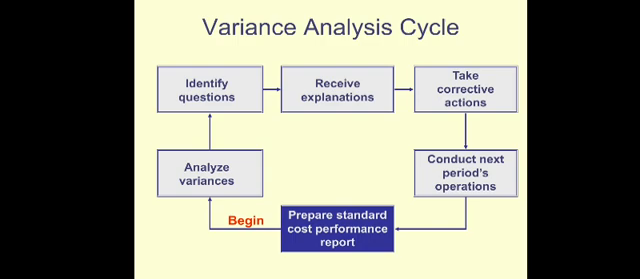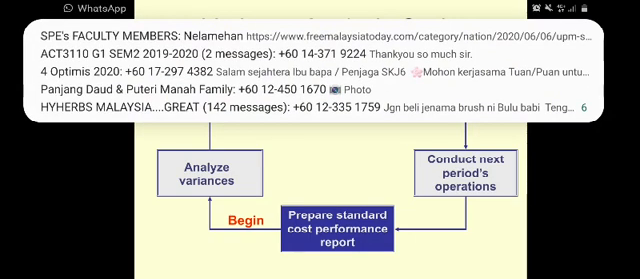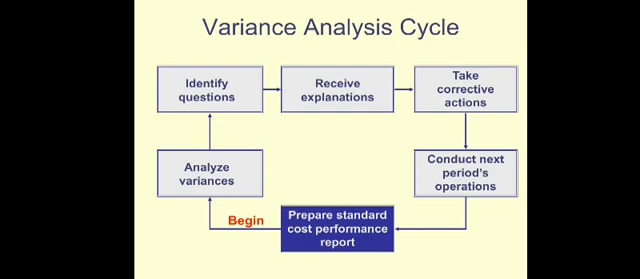This is the variance analysis cycle. Let's say you have a business and you want to use variance analysis to help you manage the business. This is the cycle that you can follow. The first thing in the variance analysis cycle is you prepare the standard cost. Then in the next accounting period, you do the same thing again. So this is a continuous process to continuously improve your business.